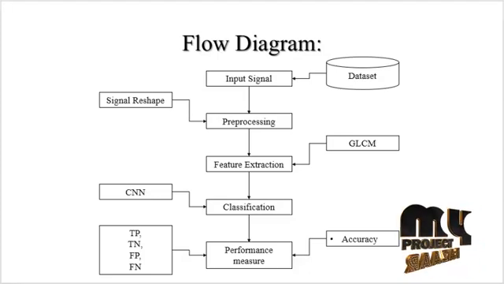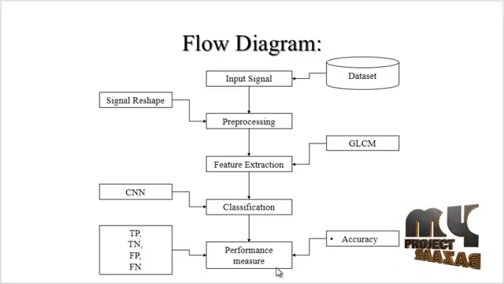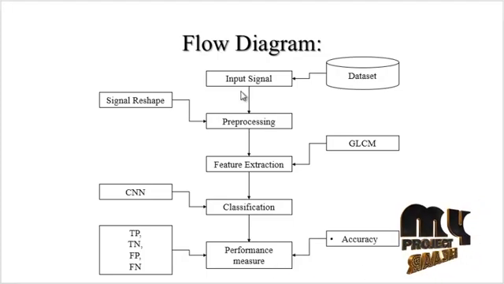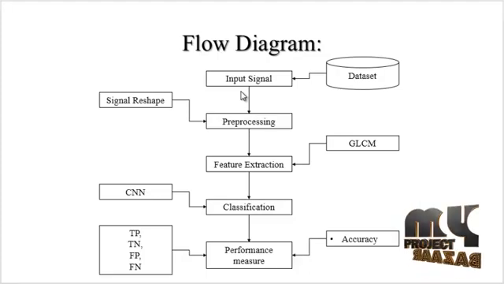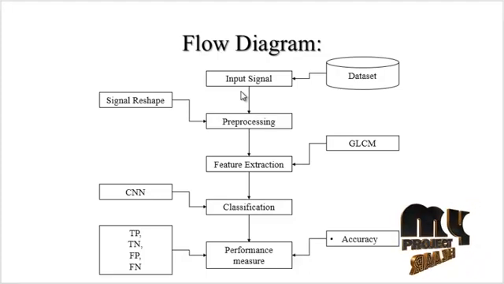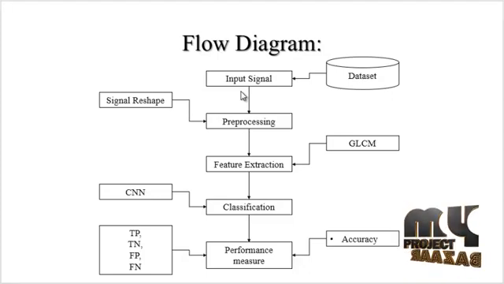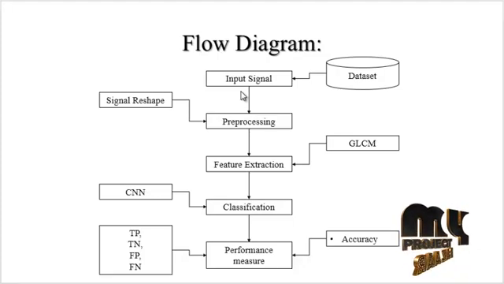Now we are going to discuss the flow diagram of the process. This is the overall working flow of this process. The process consists of modules such as input signal, pre-processing, feature extraction, classification and performance estimation. First of all, the input signal is taken from the dataset. The dataset consists of the voices of various signals. After getting any one signal from the dataset, the pre-processing will be carried out.